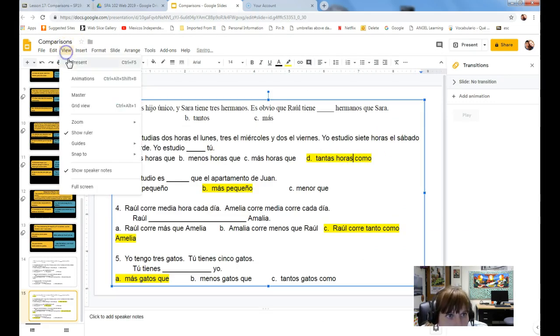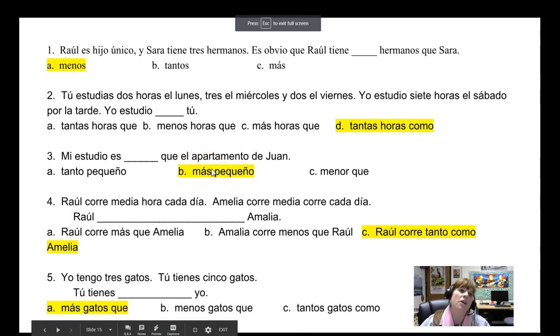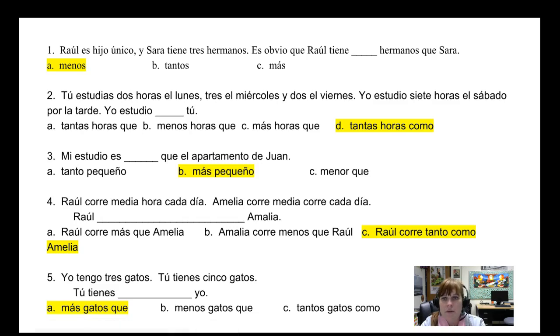Okay, so when I redo it in English, you study 2 hours on Monday, 3 on Wednesday, and 2 on Friday. I study 7 hours on Saturday in the afternoon. So I study tantas horas como tú. I study as many hours as you, right? Because once you add that up, 2 on Monday, 3 on Wednesday, and 2 on Friday equals 7. Again, it's understanding vocabulary in context, and so knowing your vocab is a huge part of this.